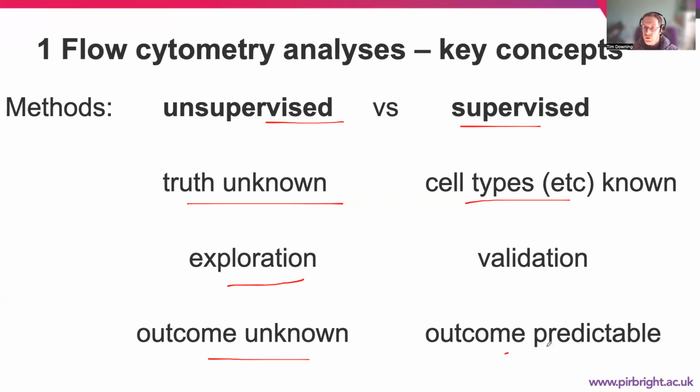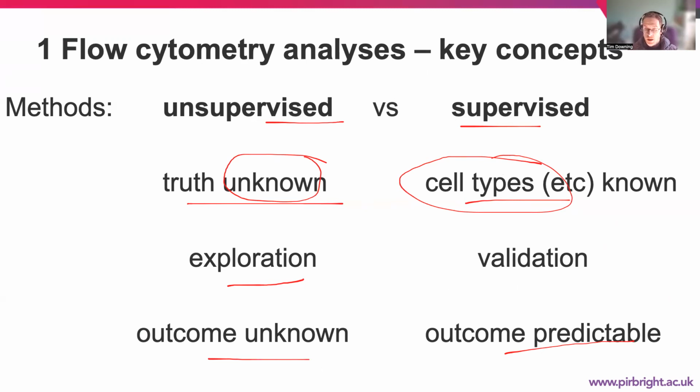Whereas for supervised methods, you would expect that if you're using these in a reliable fashion, the outcome is more predictable. So these kind of tie in together. They may have some cell types that are well known and some that are unknown, and therefore using both methods usually gives the best results for that kind of typical context.